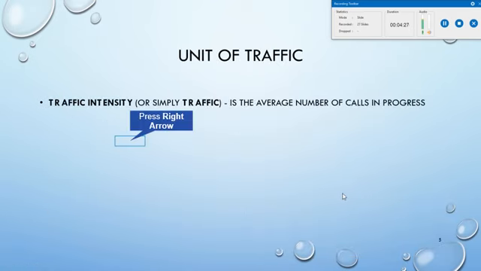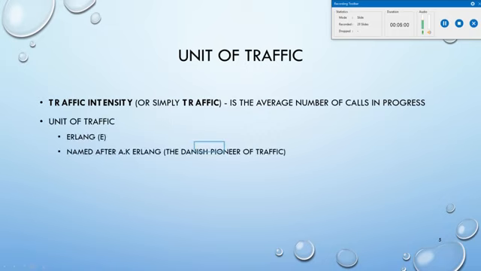Now, going further, we have to identify the unit of traffic. Before that, we should identify what is meant by traffic or traffic intensity. It is the average number of calls which are in progress. So this gives me what is meant by traffic in telecommunication systems. Then what is the unit of traffic? That is the unit relevant to the average number of calls in progress. Traffic is measured in Erlang.